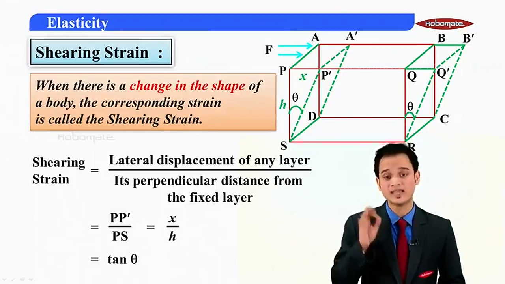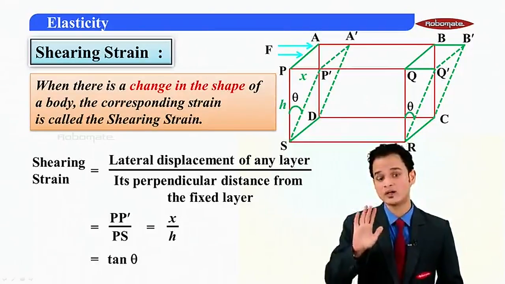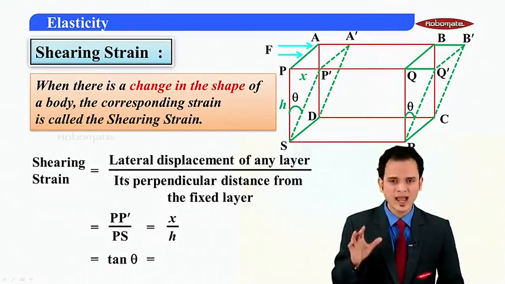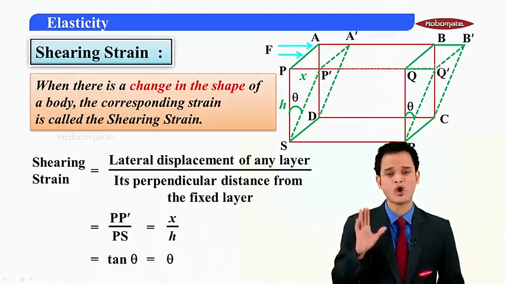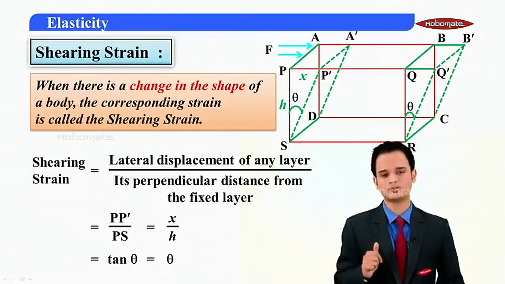And now students, X upon h in the given triangle is nothing but opposite upon adjacent. That becomes tan theta. And if theta is very small and measured in radians, then tan theta is almost equal to theta students.